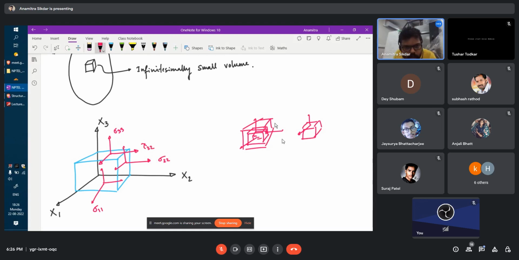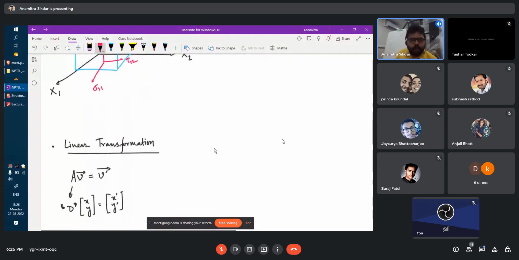this will be called tau 3 1, and this will be called tau 2 3. This will be called tau 2 1. This is called tau 1 3. This is called tau 1 2. So are we familiar with this nomenclature? Why this is 1 2, why this is 2 1, something like that? Are we familiar with this nomenclature? Yes, sir.